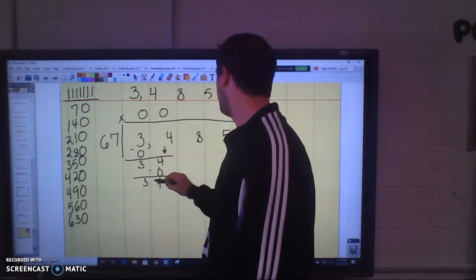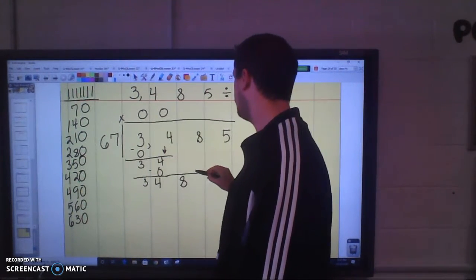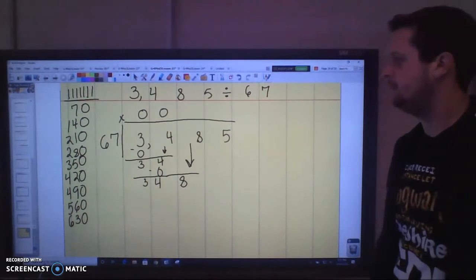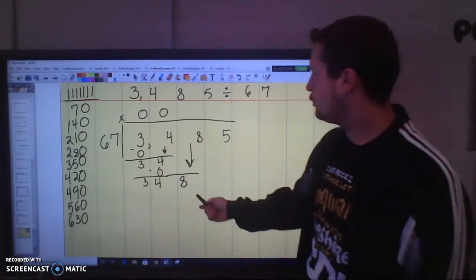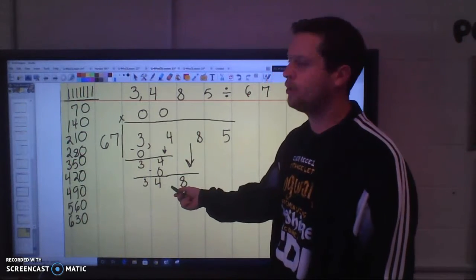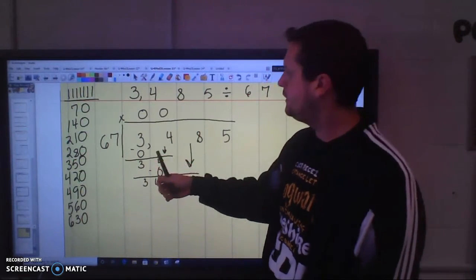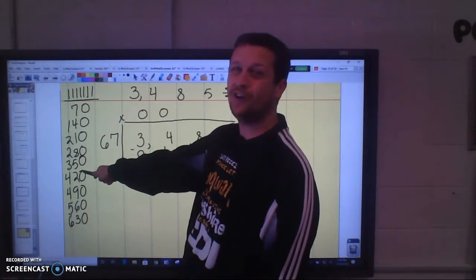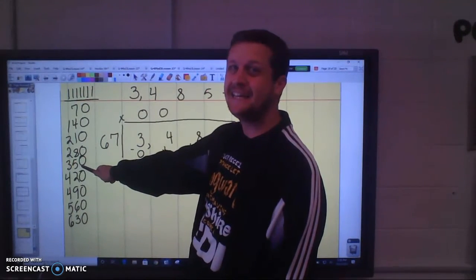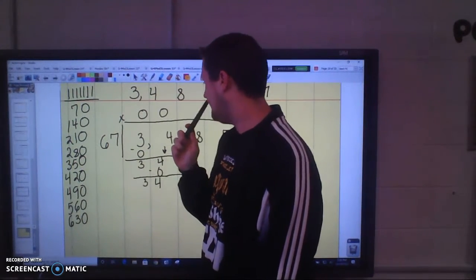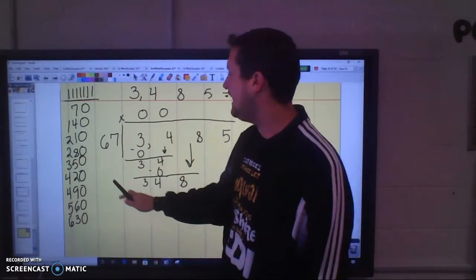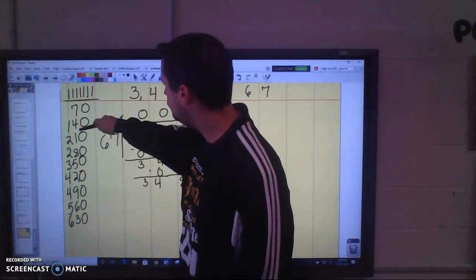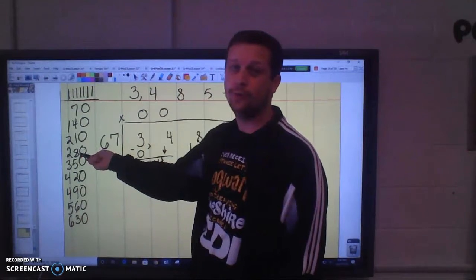3, 4, and bring down our 8. So now we have 348. All right. So we're looking for a number that's close to 348 without going over. Looking at our estimating, we got 1, 2, 3, 4. That's 280. That's 350. And that's 420. Now, remember this is an estimation here. So that would really be our 4th one without going over.